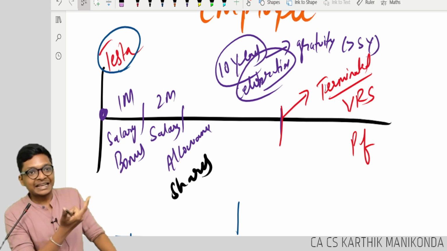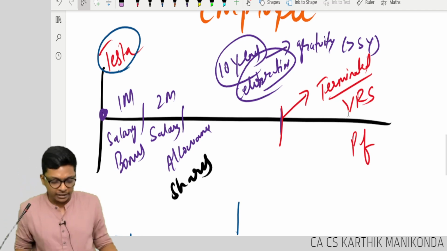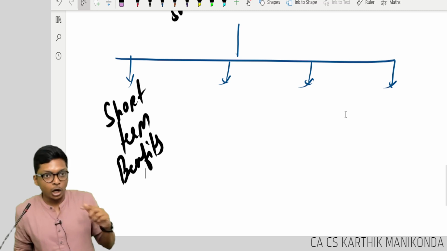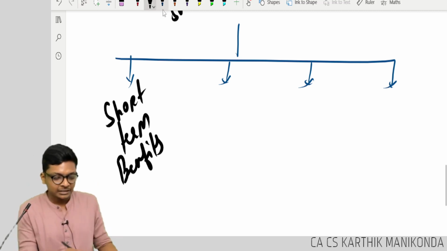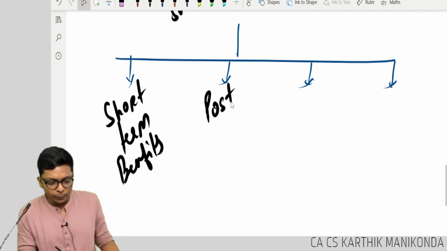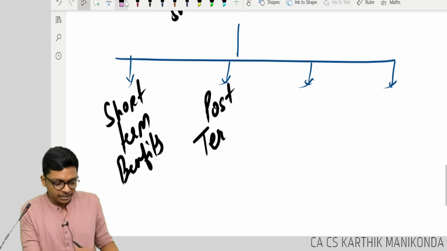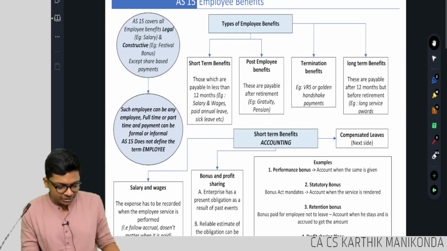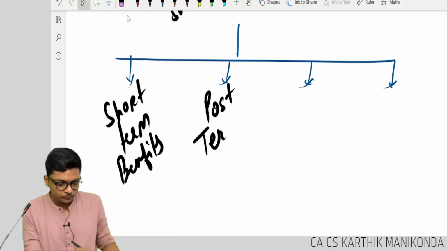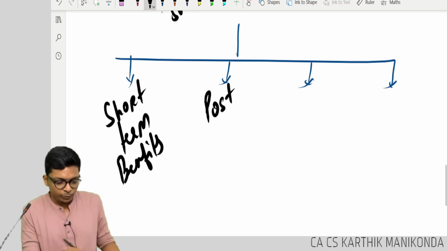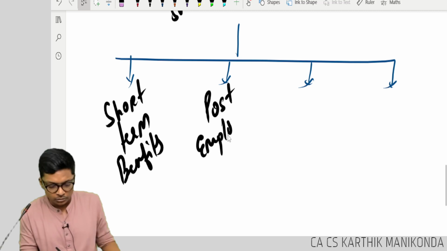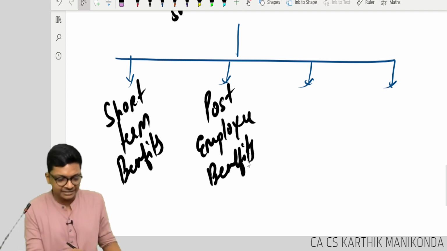Next, in this, which are the things he is going to get after he leaves? PF, gratuity, all of that. Okay, so that he will get after he leaves, that is called post retirement, or the exact wording will be post employment, post employee benefits.